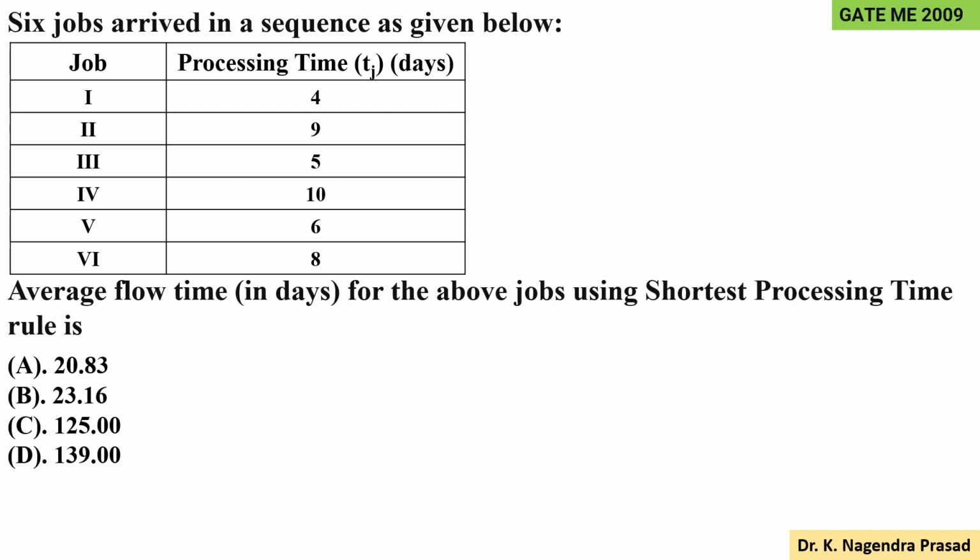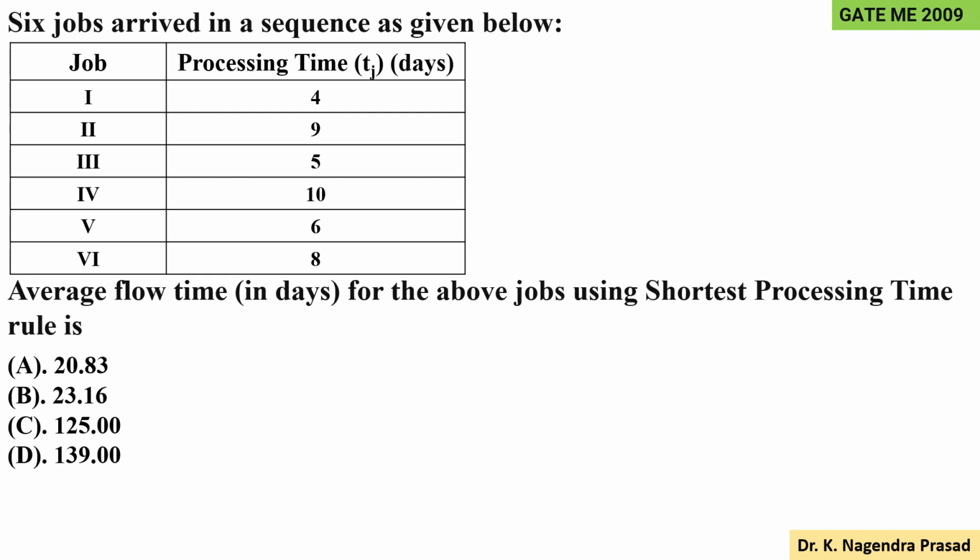6 jobs arrived in a sequence as given below. Here the 6 jobs are given along with the processing times. The average flow time for the above jobs using the shortest processing time rule is: option A 20.83, option B 23.16, option C 125, option D 139. So here I have to determine the average flow time by using the shortest processing time rule.